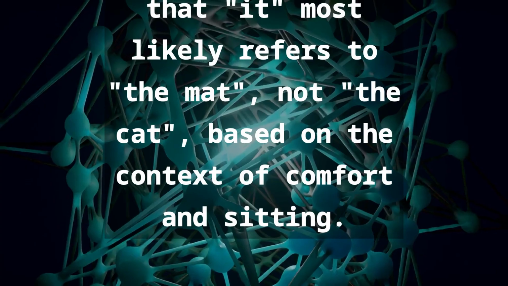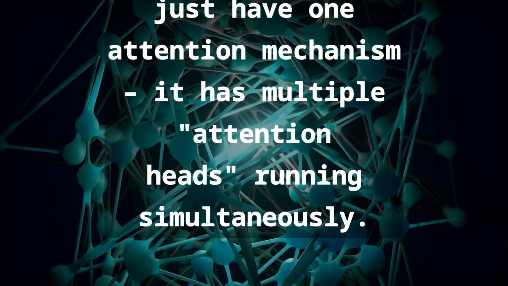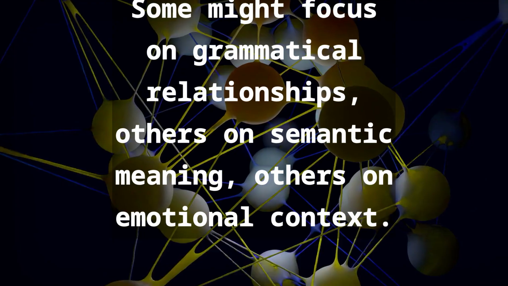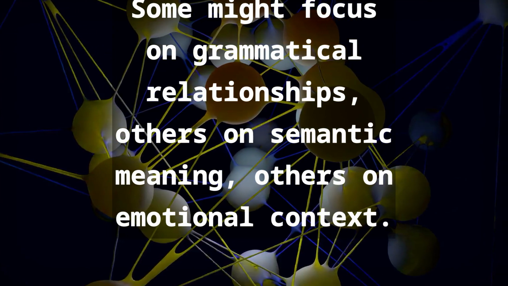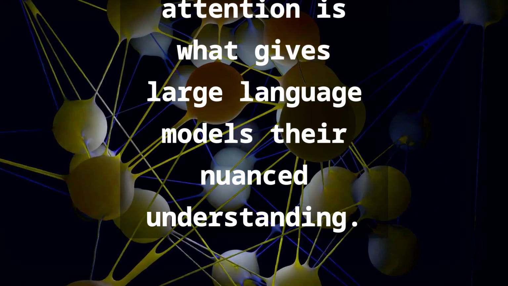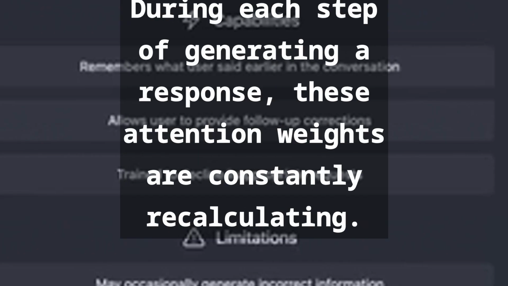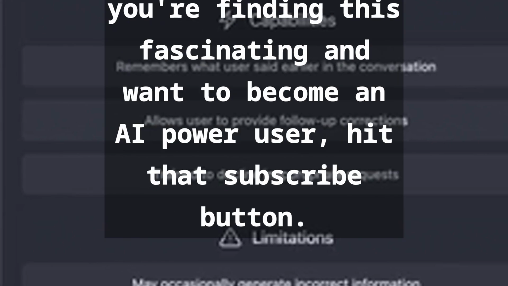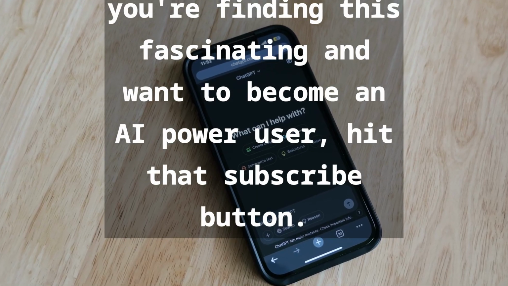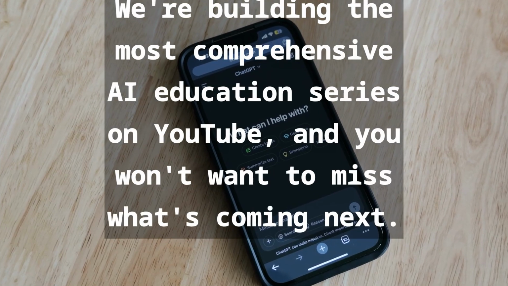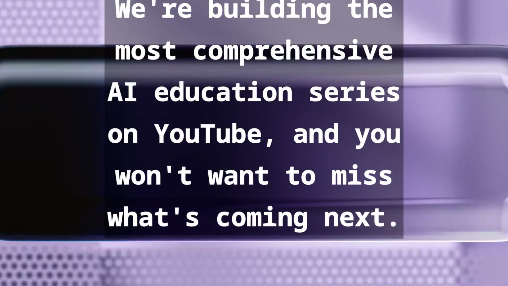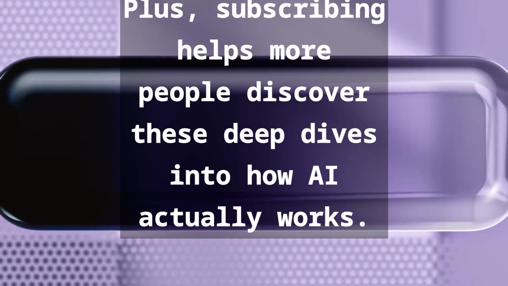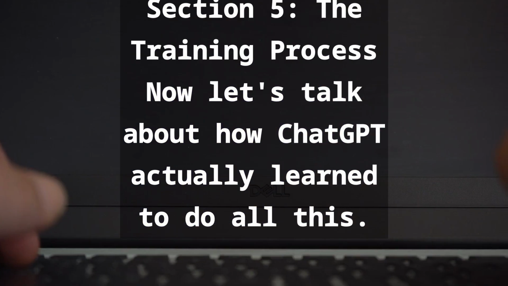But here's where it gets fascinating. ChatGPT doesn't just have one attention mechanism. It has multiple attention heads running simultaneously. Some might focus on grammatical relationships, others on semantic meaning, others on emotional context. This multi-headed attention is what gives large language models their nuanced understanding. During each step of generating a response, these attention weights are constantly recalculating. The model is continuously asking, given what I've written so far, what words from the original prompt should I pay attention to next?